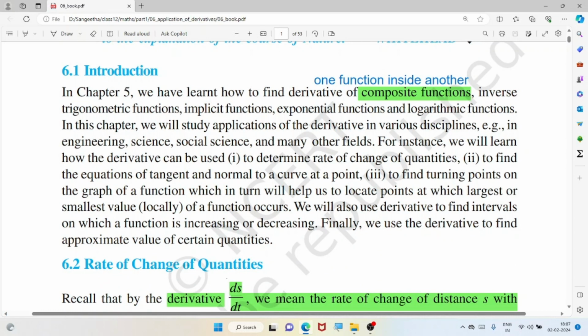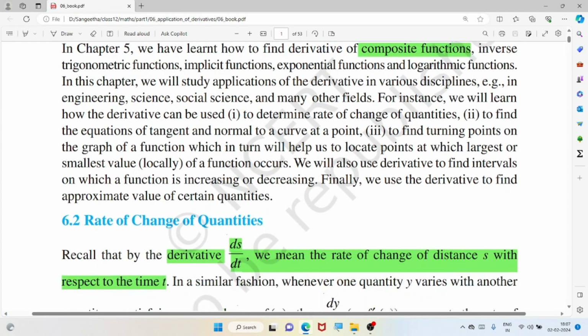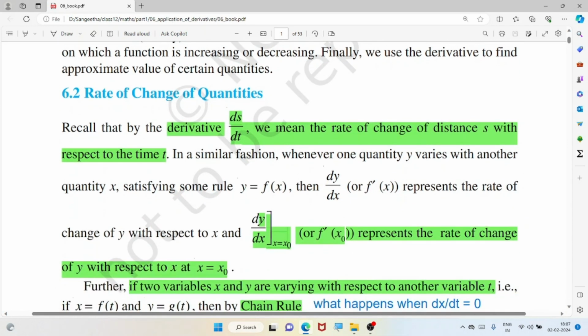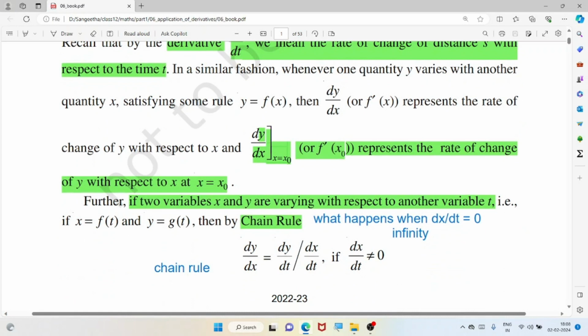So what is a composite function? One function inside another. Okay, ds by dt means what? How do you read it? We mean rate of change of distance. Here they are taking distance with respect to time t. t is for time, s is the distance, and ds by dt is the rate of change of distance with respect to time. See, at this particular instant you write this, at x equal to x0.